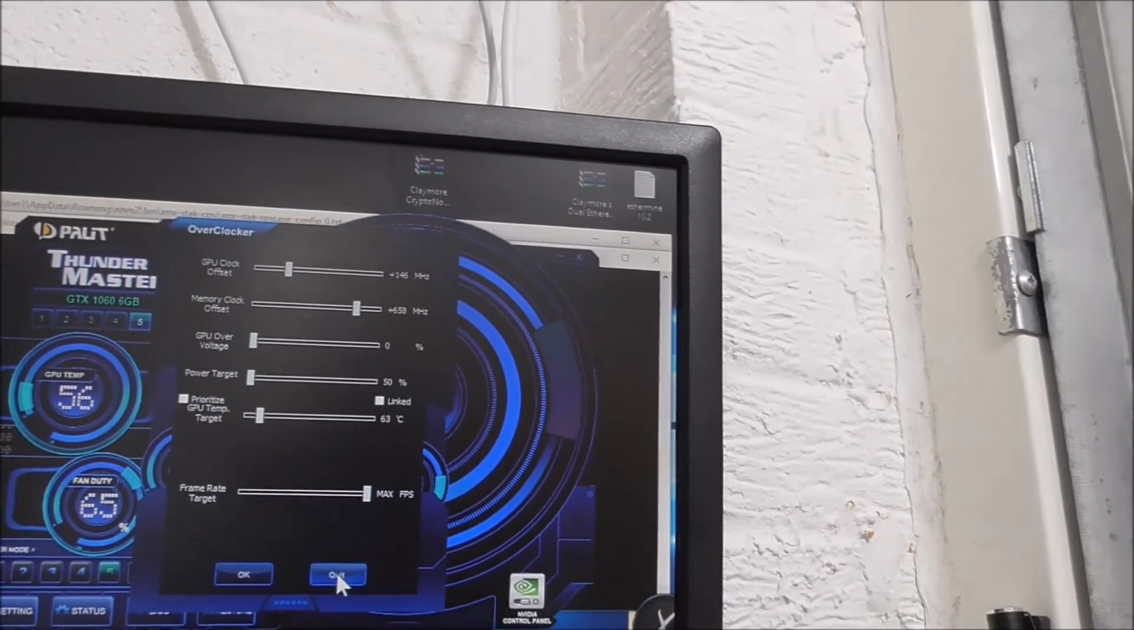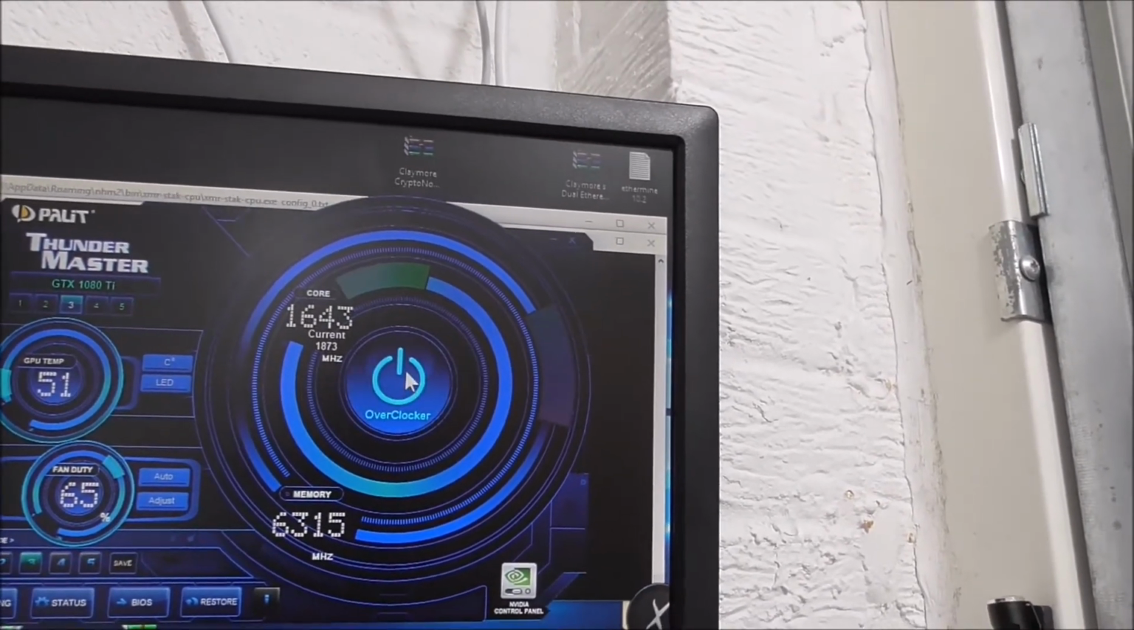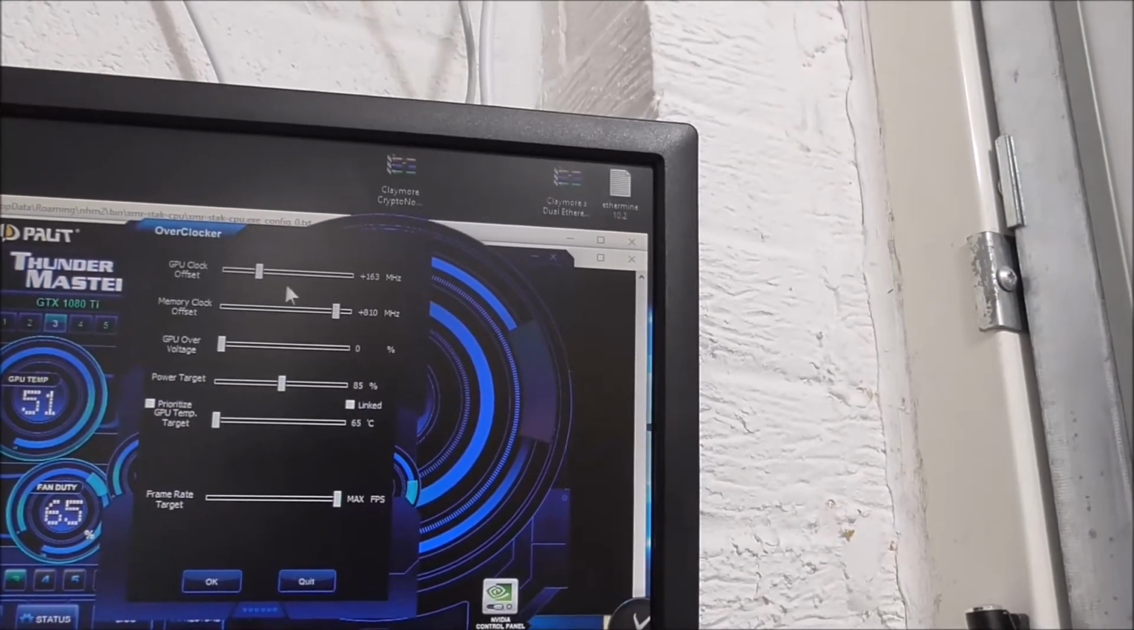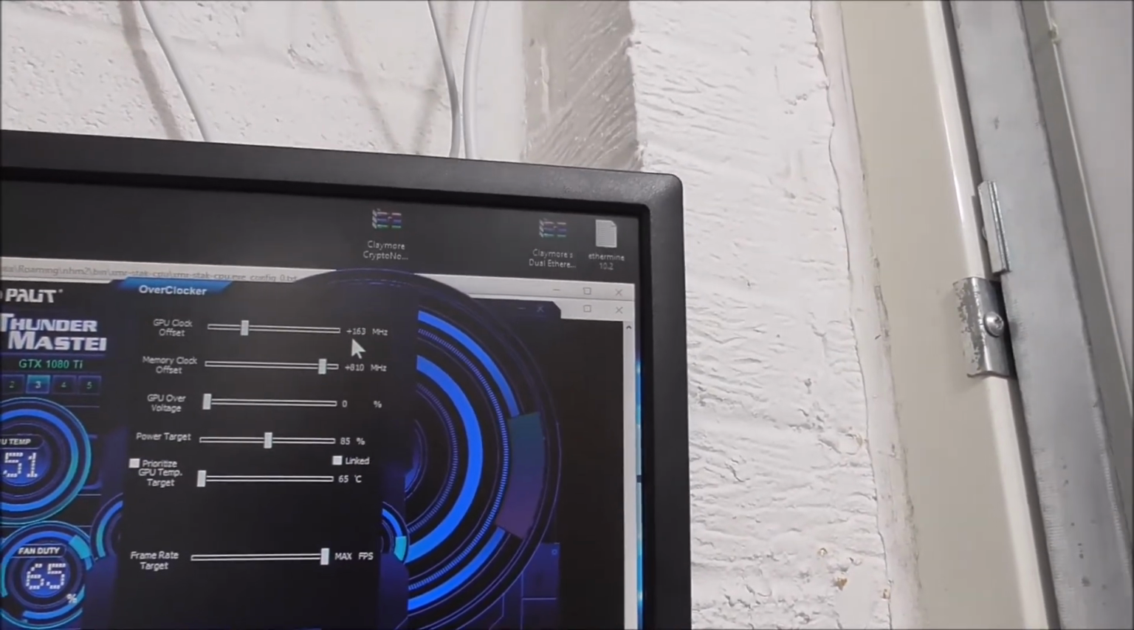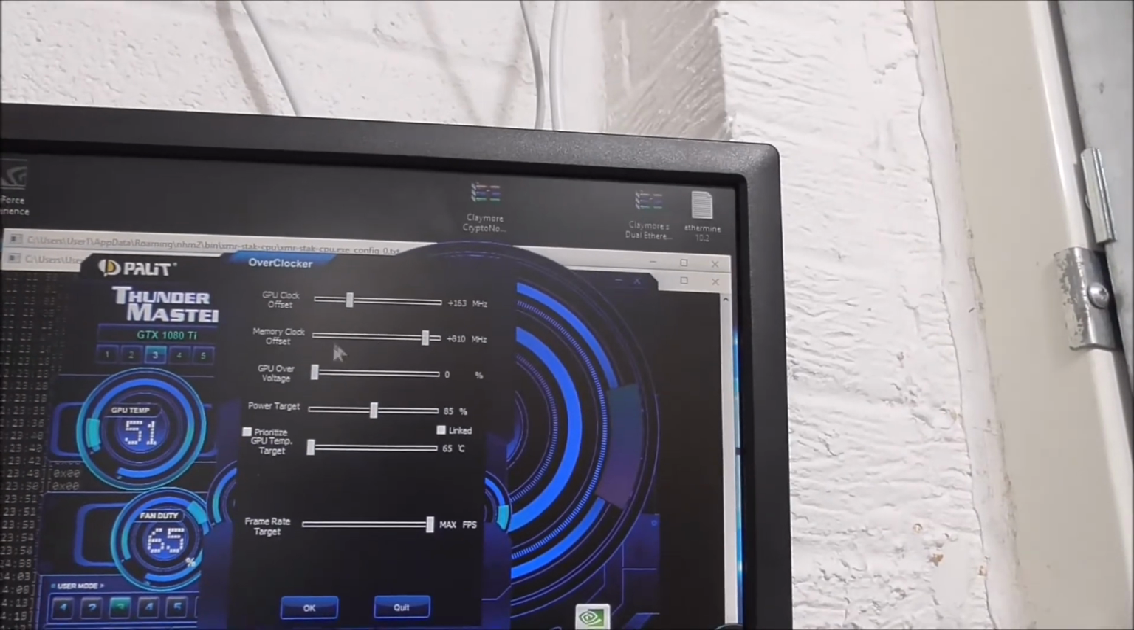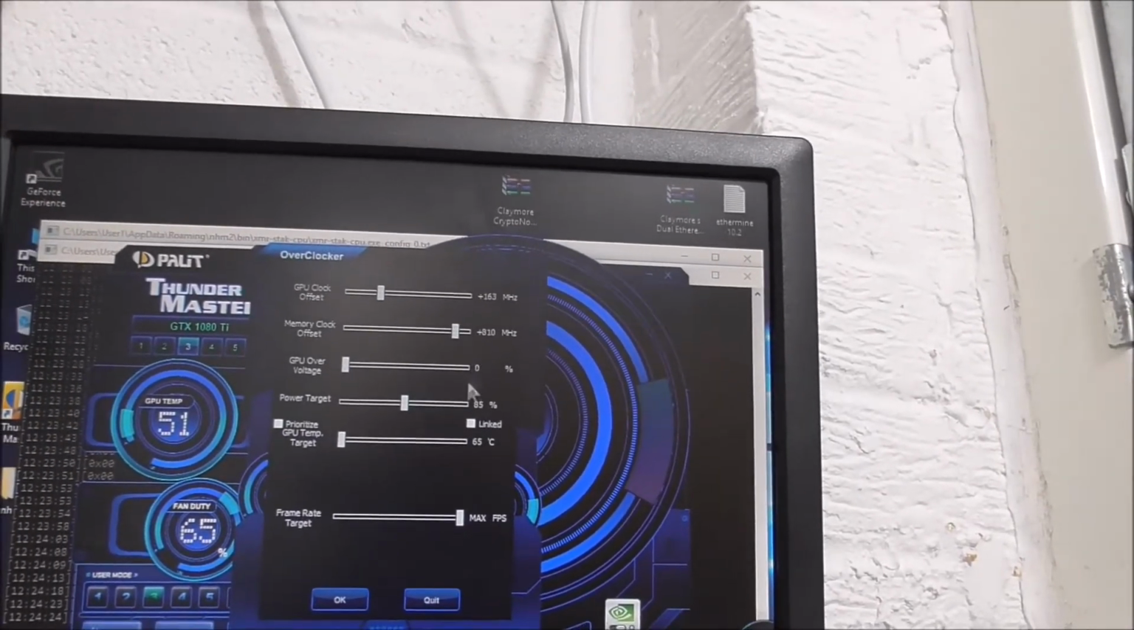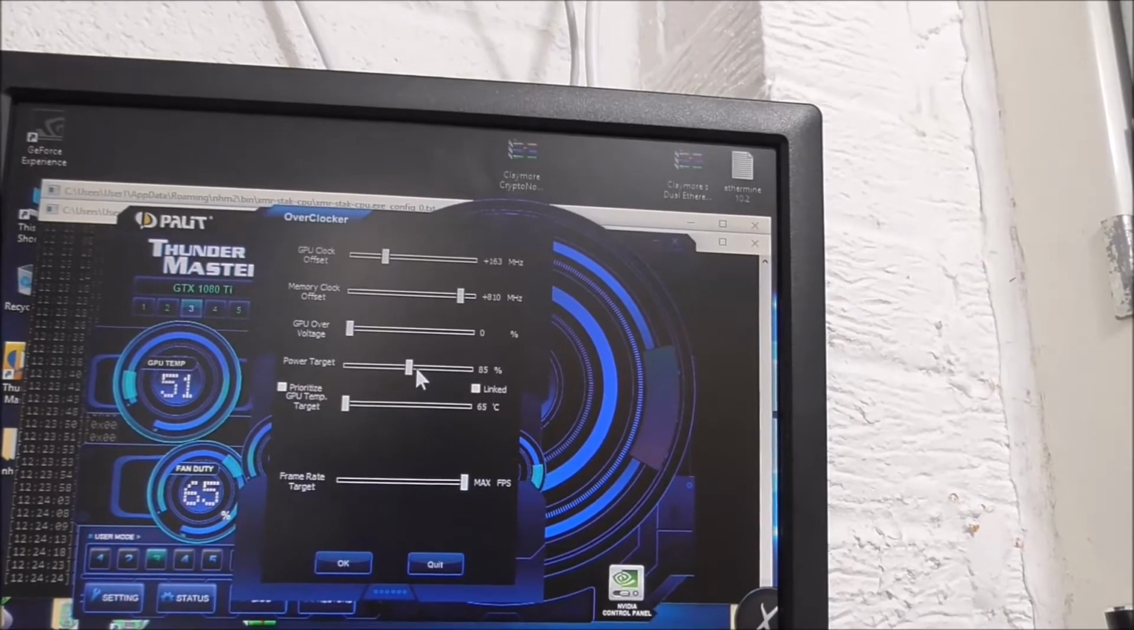That's for the 1060, and the 1080 is 163 for the clock offset. Memory is 810, and a power target of 85%.